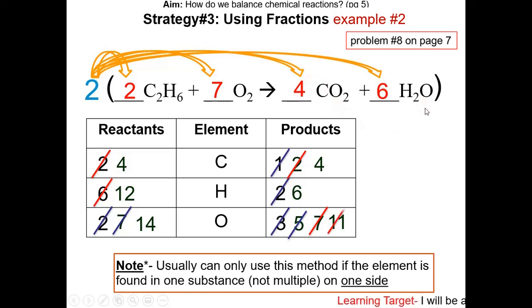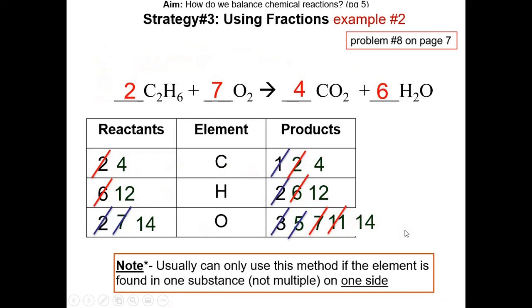That is 14 oxygens. How many hydrogens? We have 6 times 2, that's 12. So based off the table, we now have completely balanced the chemical equation because everything's equal. So we can rewrite the equation as 2C2H6 plus 7O2 gives us 4CO2 plus 6H2O. So this is the balanced chemical equation.